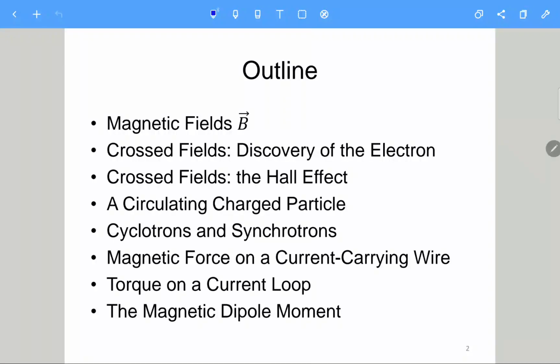Actually, we have already finished the electrostatics. Chapters 21 to 26 are about electrostatics. So in chapter 28, we will start to consider the magnetic field.